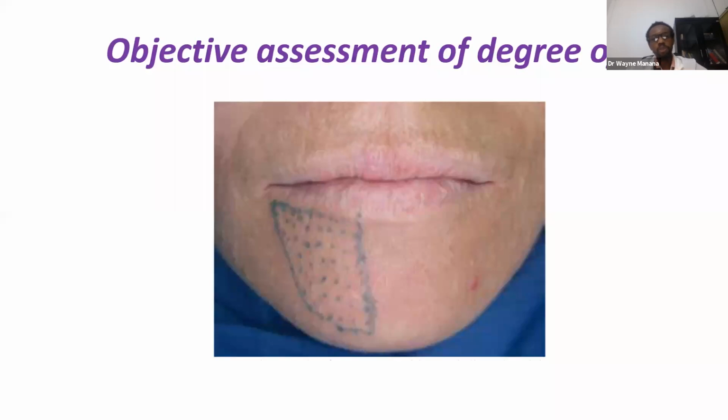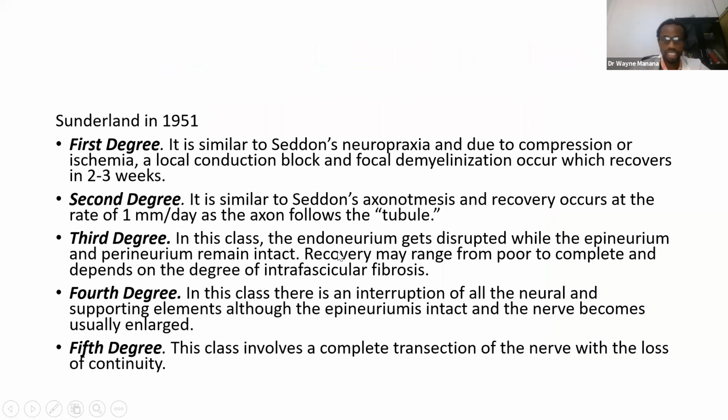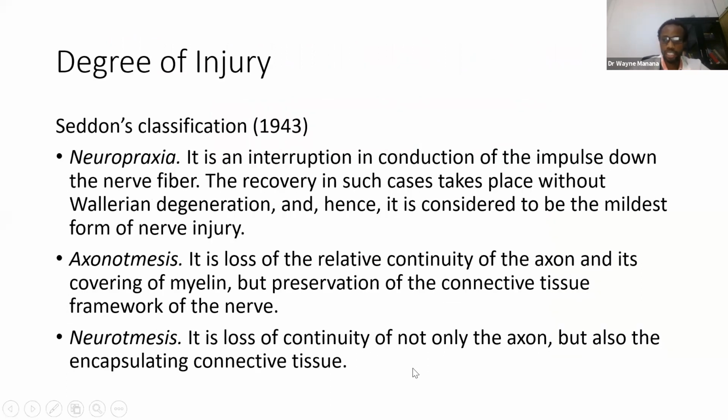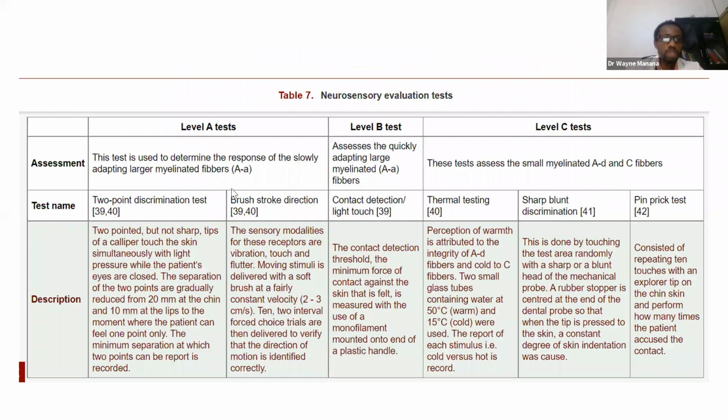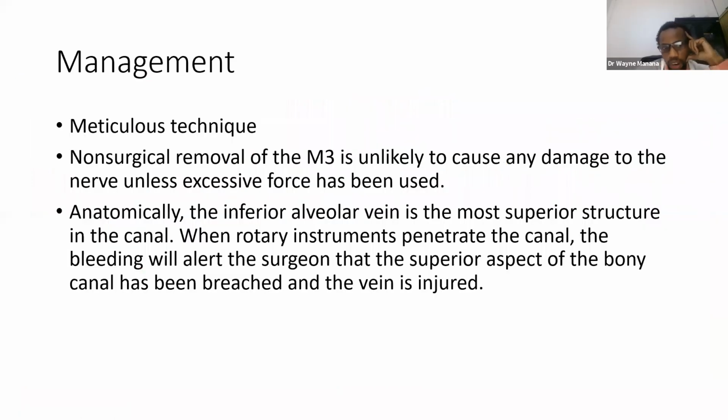And as you assess, the assessment should be objective. There are 5 assessments that you do so that you differentiate between these degrees, whether there is actually neurotmesis where the nerve is cut. Because if the nerve is cut, you cannot just tell your patient to wait. So as you do your objective assessment, you do your 2-point discrimination. So we are finishing in a minute. You do a brush stroke direction, your contact, your thermal testing, all these complicated tests. That will tell you how to manage.